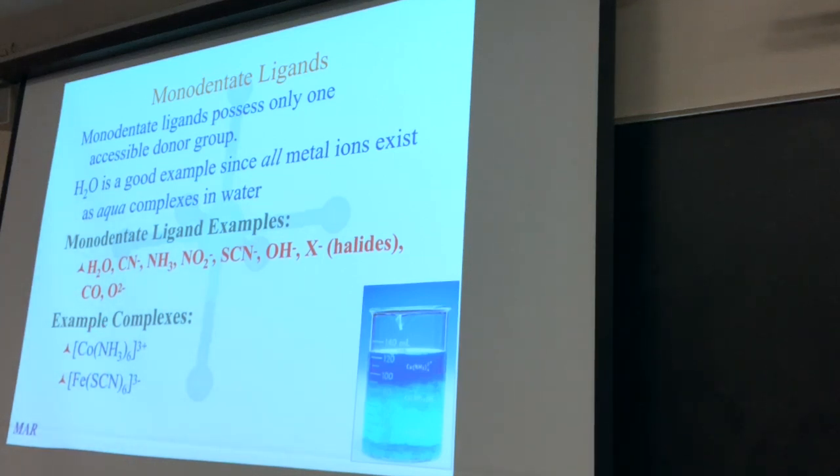So cobalt with six ammonias, and iron with six thiocyanides, both of these have six monodentate ligands. It would be six thiocyanides here, it would be six ammonias. A lot of the metals like to form octahedral complexes, so six is a number we'll see a lot. Some of them are four and some of them are two, but a lot of them are six.